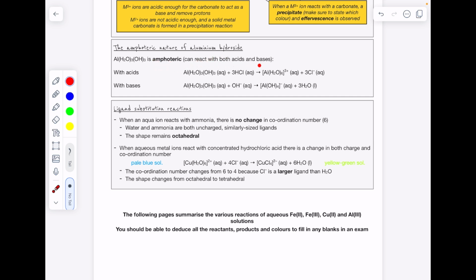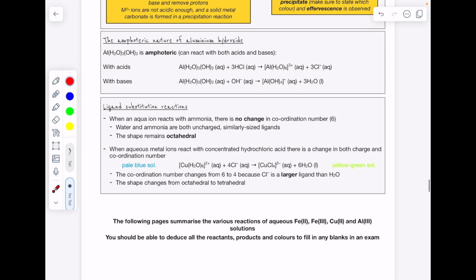Now, the amphoteric nature of aluminium hydroxide. We've previously mentioned that it's amphoteric. This means that it can react with both acids and bases. Here's an example of it reacting with an acid, hydrochloric acid, a strong acid, to produce this complex ion and chloride ions. This time we have the example of it reacting with a strong base, the hydroxide ion, to produce this complex ion and water.